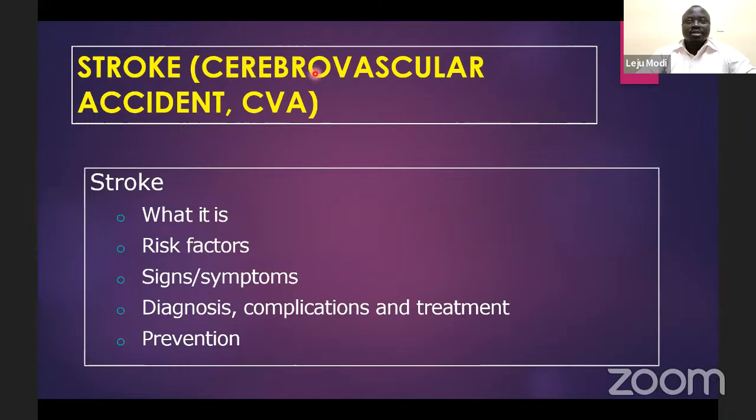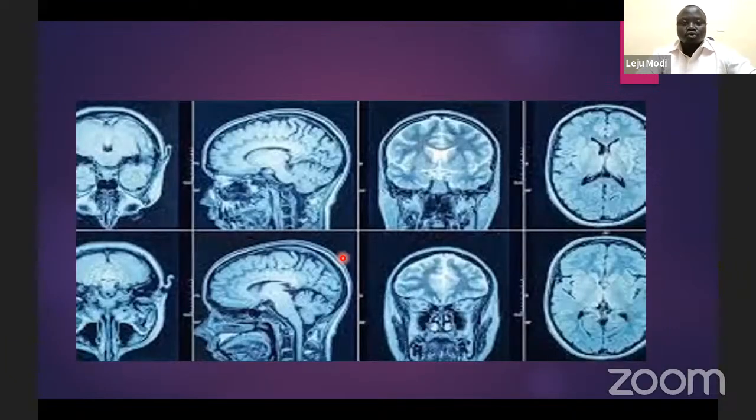So cerebro basically comes from cerebrum, which is the biggest part of the brain. And then vascular is from a blood vessel. So any accident in the blood vessels in the brain can result in a CVA, and we call that stroke. So we'll explain what it is, the risk factors, signs and symptoms, how it is diagnosed, any complications, treatment, and then how we can prevent stroke.